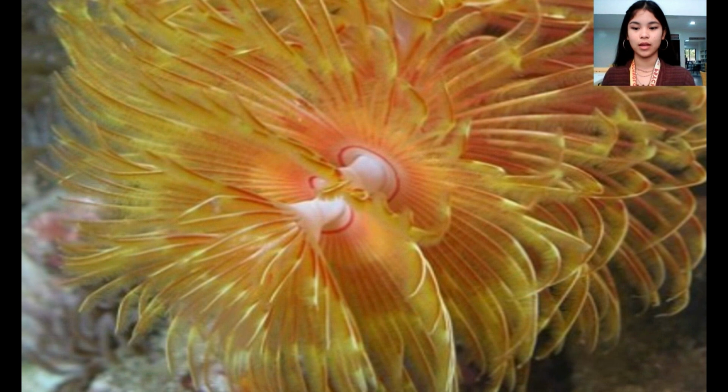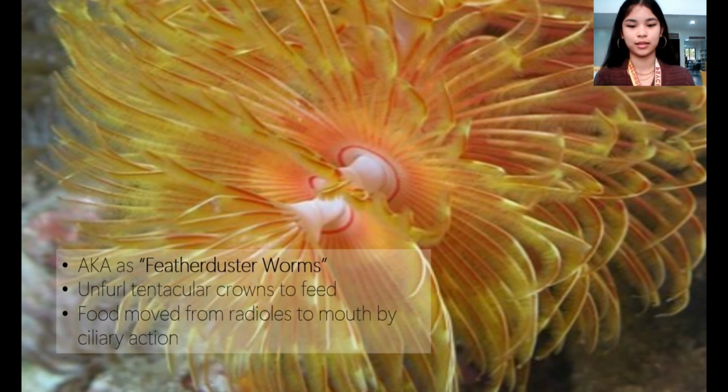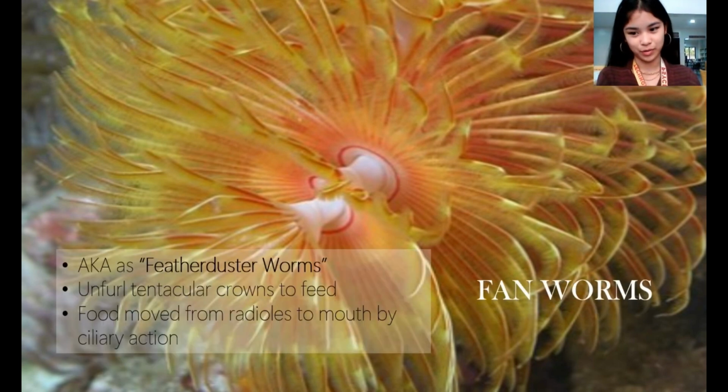So later on, I'll be showing you some clips about representative members of Sedentaria. Next are the fanworms, which are also known as feather duster worms. They unfurl tentacular crowns to feed, and the food is moved from radioles to mouth by ciliary action. The radioles are heavily ciliated, feather-like tentacles, like hairs.